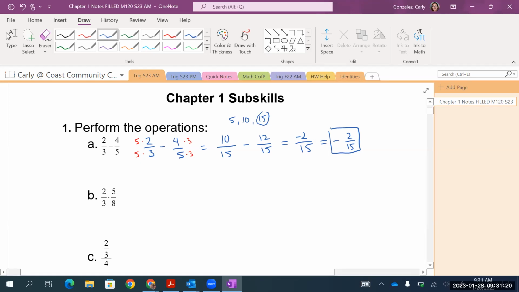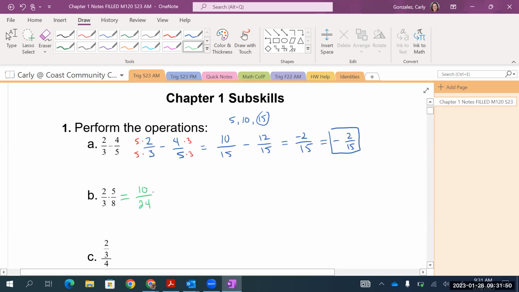Moving on to multiplication of fractions. So now we have 2/3 times 5/8. With multiplication, we no longer need common denominators. We can simply multiply straight across. So one option is just to first and foremost multiply straight across. 2 times 5 is 10. 3 times 8 is 24.